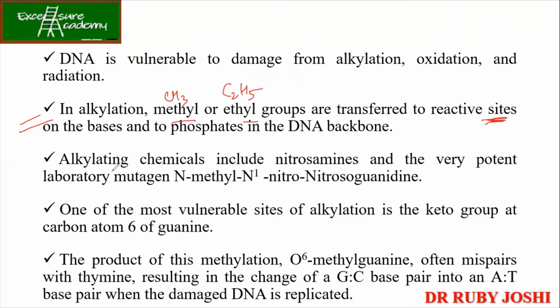Now for example, alkylating chemicals include nitrosamines, and the very potent one is the N-methyl-N-nitro-N-nitrosoguanidine. Okay, this is like a poison only. Please remember. So one of the most vulnerable sites of alkylation is a keto group at the 6th carbon of guanine. So this methyl is going to result in the O6 methyl guanine, which often mispairs with thymine. So instead of GC base pairing, I'm going to have the GT, right? So in future, what will happen after the replication? Instead of GC, that sequence is going to contain AT. Okay, is this clear to you?